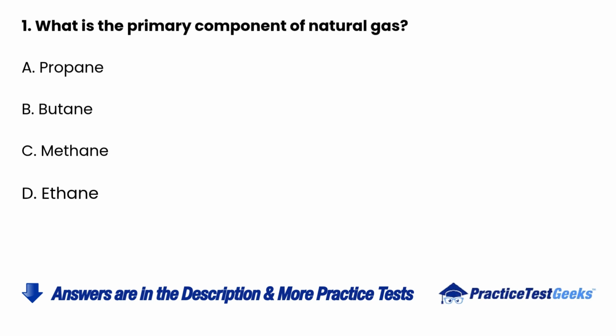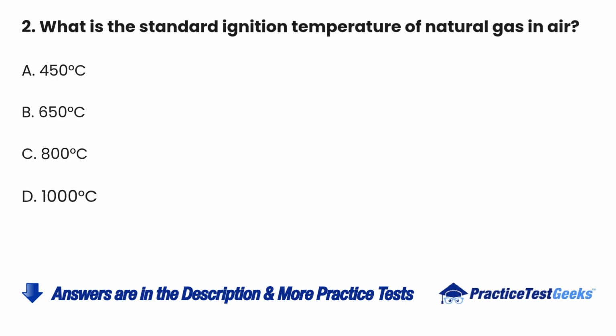1. What is the primary component of natural gas? A. Propane. B. Butane. C. Methane. D. Ethane. 2. What is the standard ignition temperature of natural gas in air?